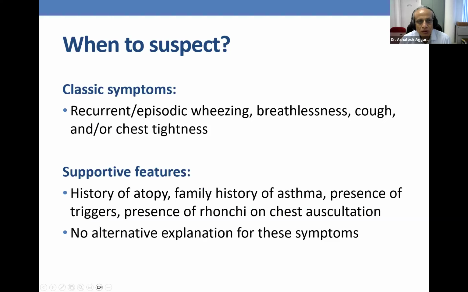So asthma often will present with recurrent episodes of wheezing, breathlessness, cough, and/or chest tightness. These symptoms are sometimes non-specific, and you may have only one or more of these symptoms. So it is always important to have a high index of suspicion when we are dealing with patients who come with such symptoms. If you suspect asthma, then you can also inquire about some of the other supportive features.